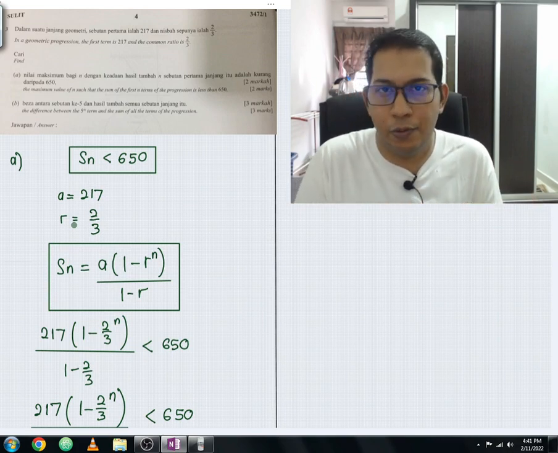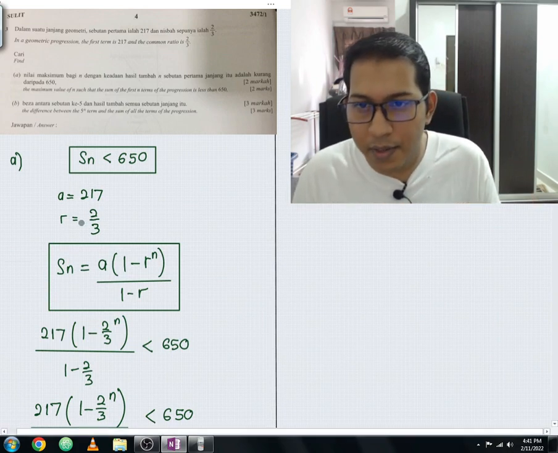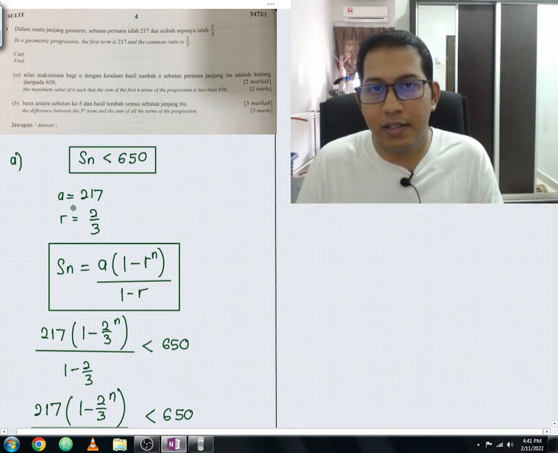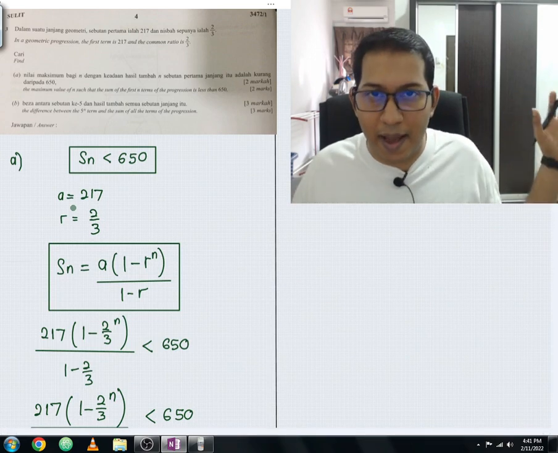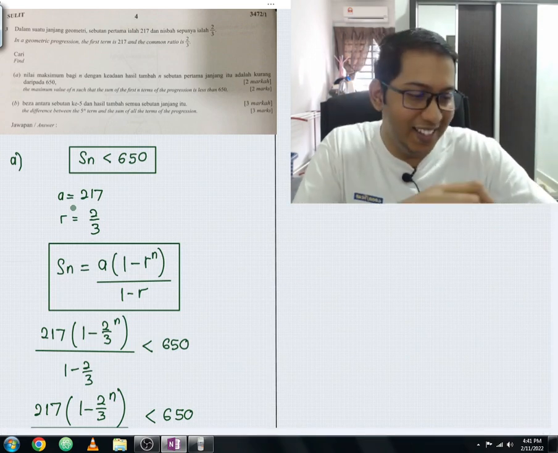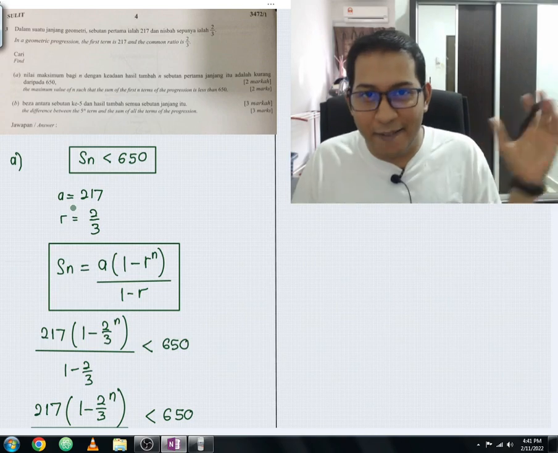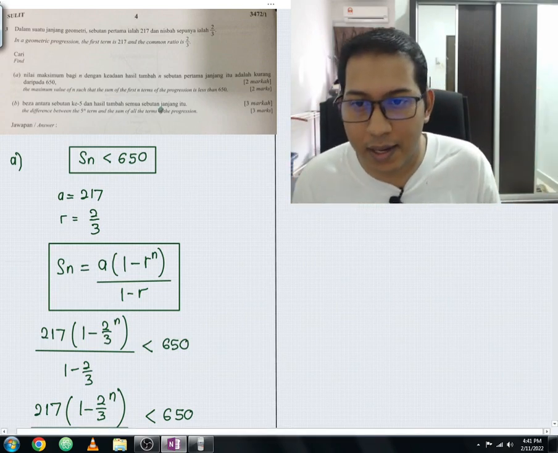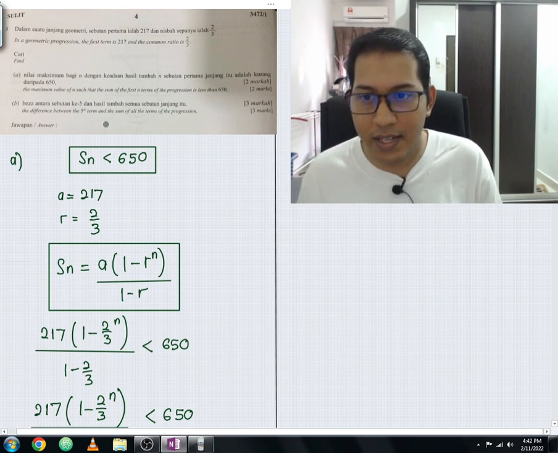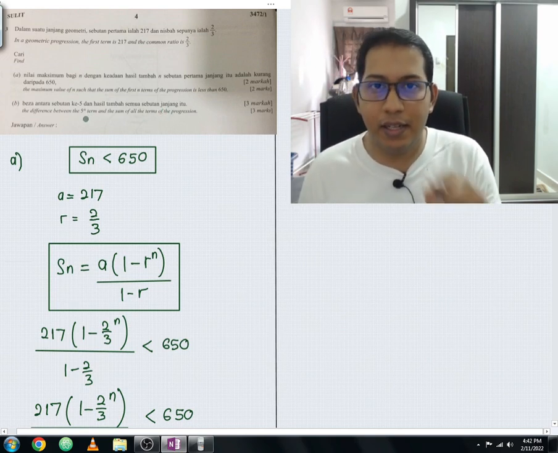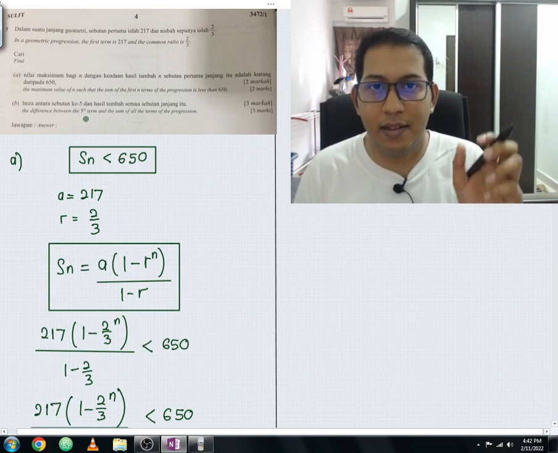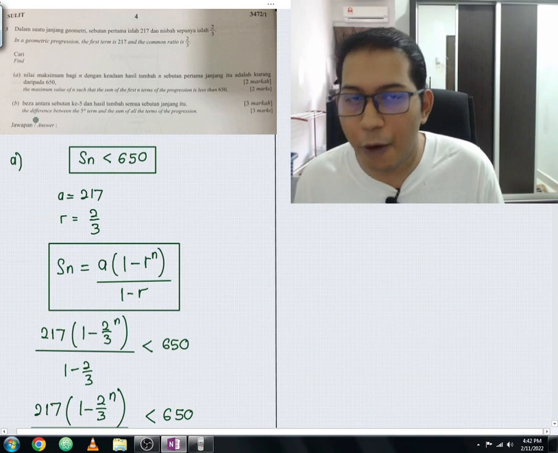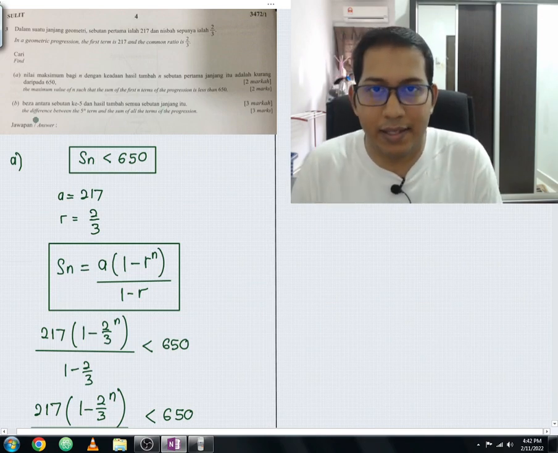What does this lead to? All this information leads to sum to infinity. Sum to infinity means when you sum up everything, you should get one value, and that value we need to calculate. In this case we need to find the difference between the sum to infinity and T5. So this is how you analyze and read the question.